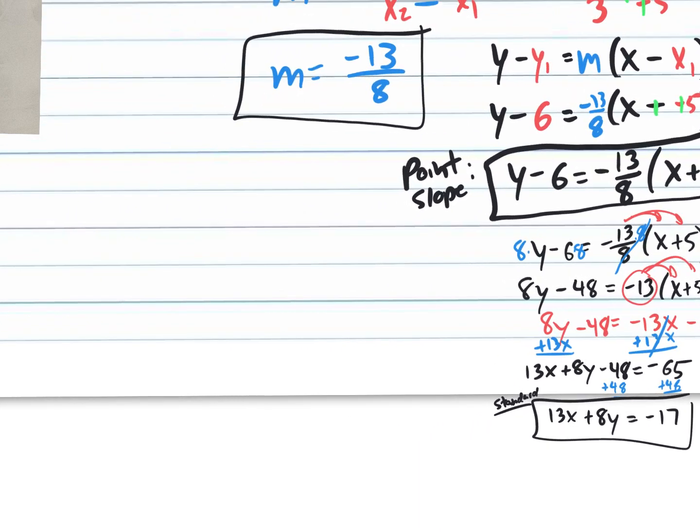I'm going to show my work over here. I'm going to rewrite it. 13x plus 8y equals negative 17. And if I want to change it to slope-intercept form, I'm going to have to get the y by itself.